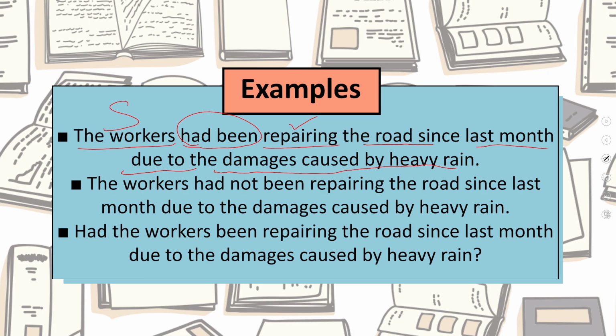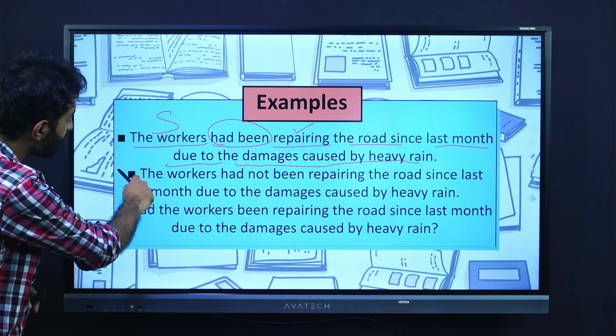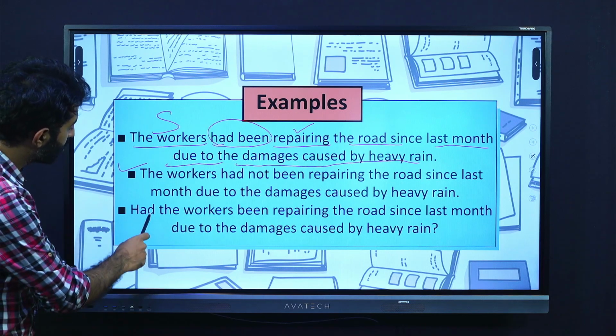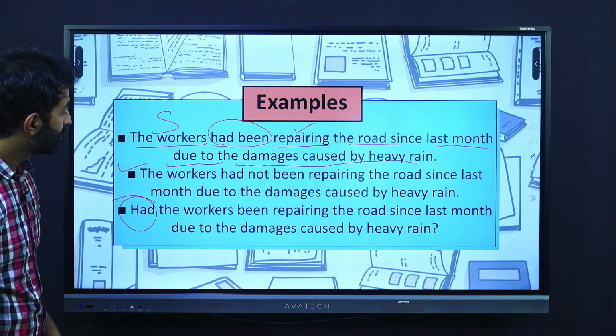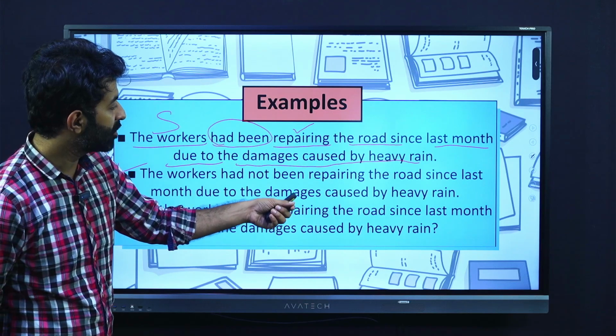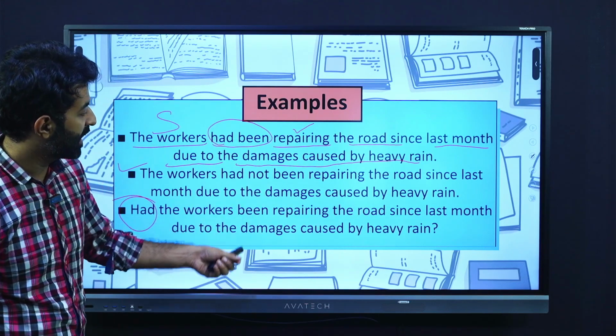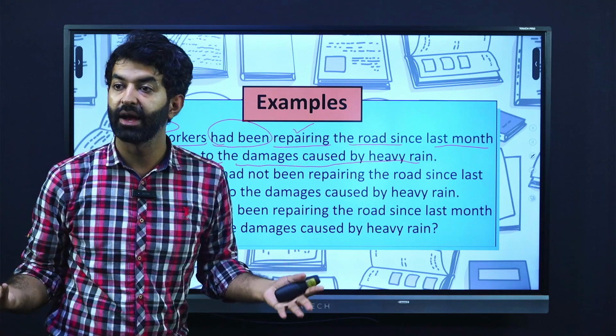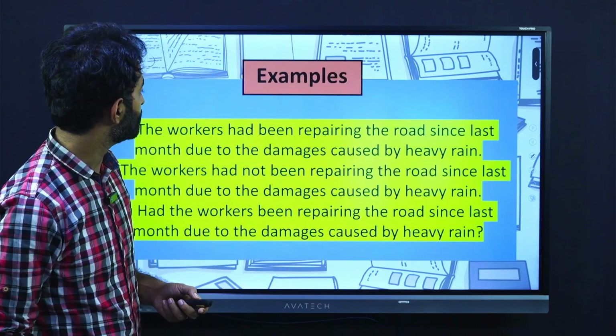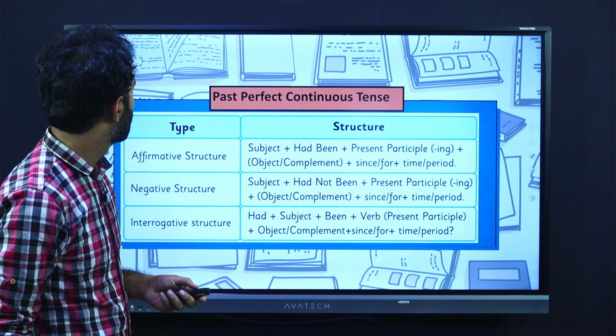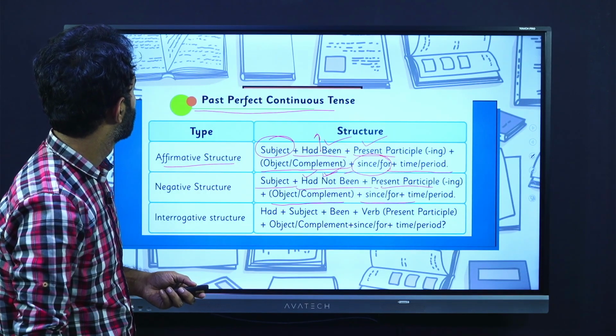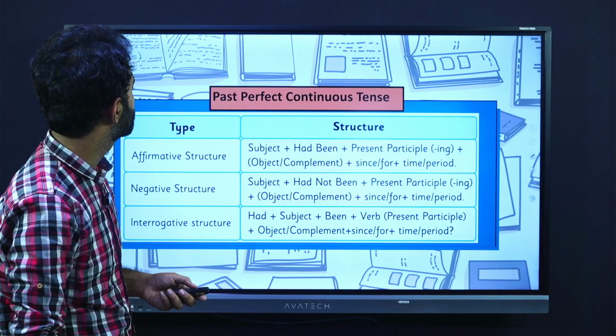For negative one, you can only add had not, and then the rest of the sentence will be same. For the interrogative, you are going to add had. Had the workers been repairing the road since last month due to the damages caused by heavy rain, ended with a question mark. All right. I think this is being repeated.